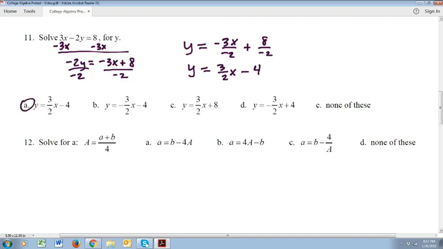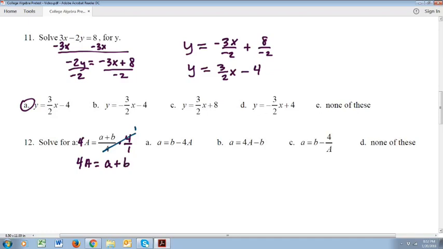On number 12, we're doing a similar thing. We're trying to solve for lowercase a. So the first thing I want to do is clear the fractions in a problem like this. So I'm going to multiply each side by 4. Now when I do that, on the left, I'm just going to have 4a. On the right, these 4's are going to cancel. You could put a 1 here if you want. And 1 times a plus b is just a plus b.